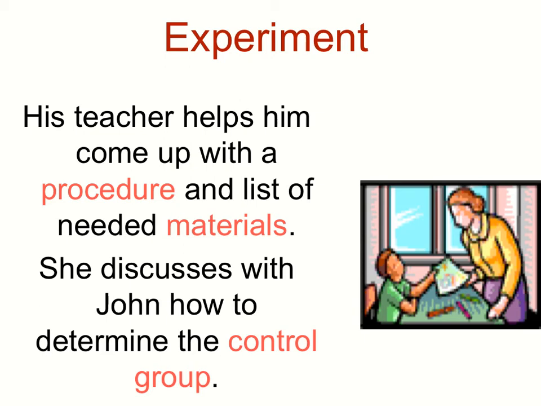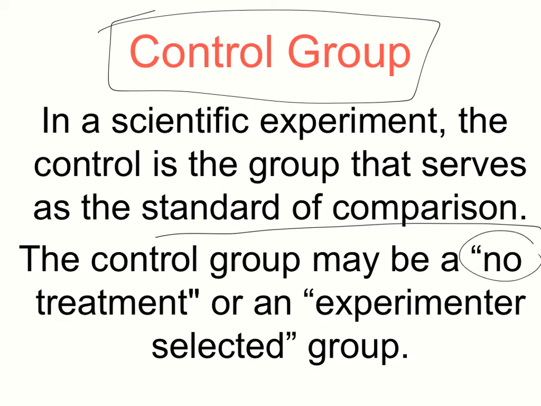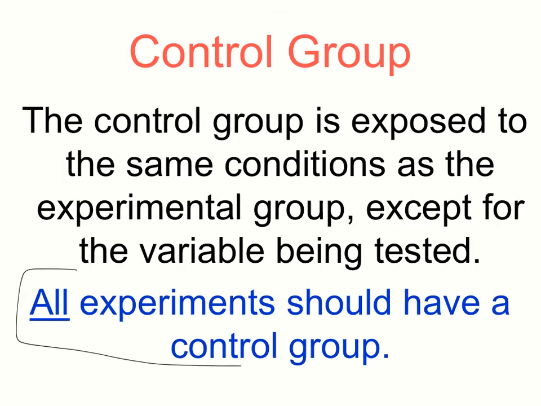Teacher once again helps John work out, hey, what steps should you take, and make sure that we have a control group, something to compare everything to. Recap, if you don't remember what a control group is, it is that standard of comparison. It's what everything else is compared to. So it would be no treatment, or in this case for John, it would be something he selected to compare all the other loaves of bread to. I imagine he'll pick his grandma's original recipe. It's important to remember that all experiments should have some type of control or control group. You have to compare it to something.